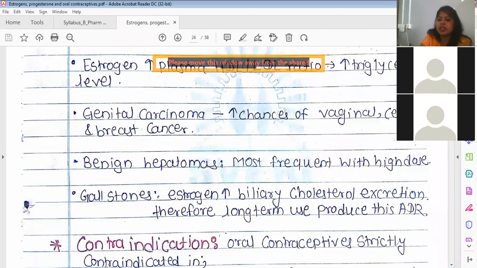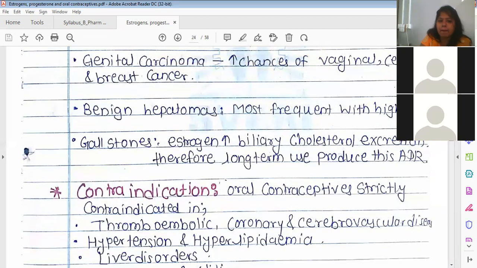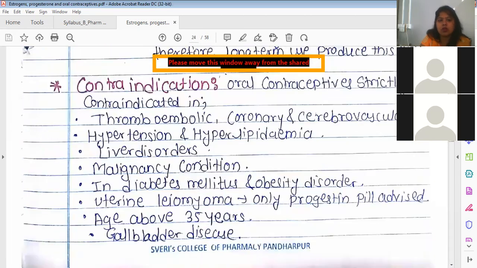There is also an increased chance of a changed high-density to low-density lipid ratio. There is genital carcinoma, meaning increased chances of vaginal and cervical as well as breast cancer. Hepatomas, meaning with a high dose of steroid or estrogen, there is a chance to develop hepatomas, meaning failure of the liver, and gallstones are also developed.